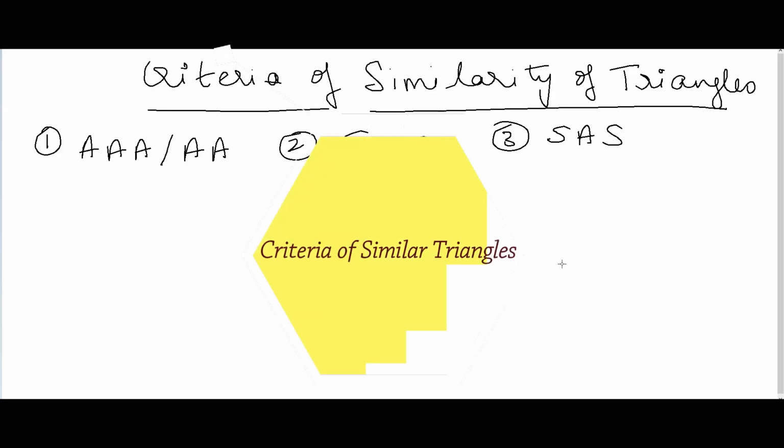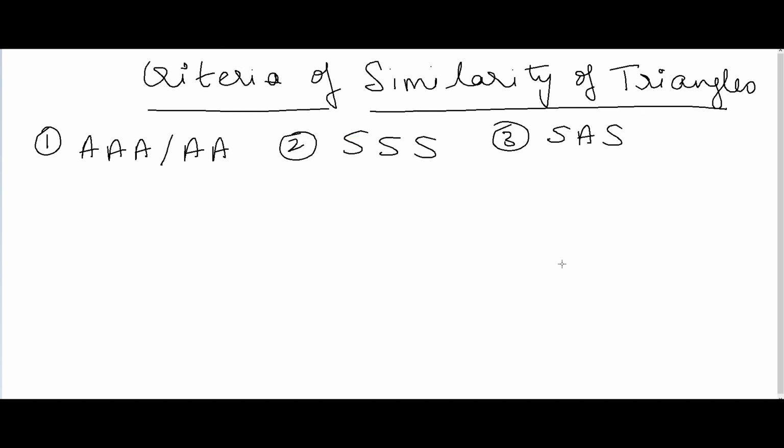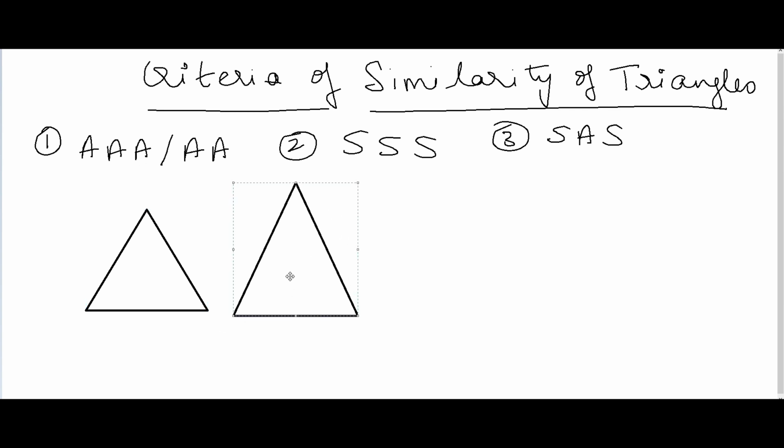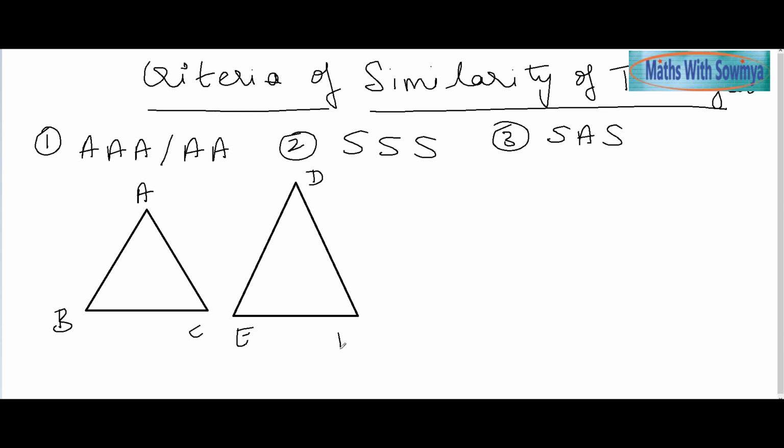We are doing now criteria of similarity of triangles. Now we move to the similarity of triangles. So we were just doing the BPT. Suppose we have any two triangles, which is not necessary to be of the same size, and suppose I shall call them ABC and DEF, and if I see any two angles of these are equal, obviously the third angle must be equal by the angle sum property of the triangle.